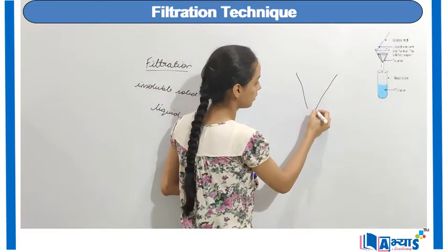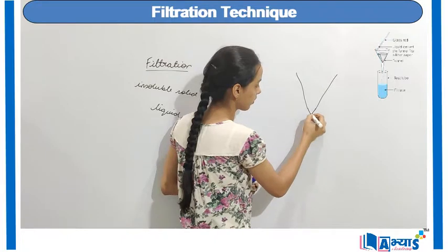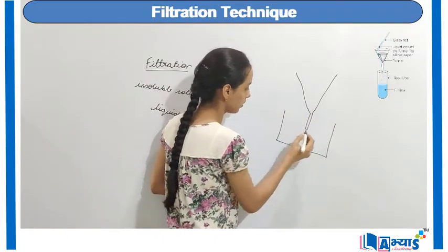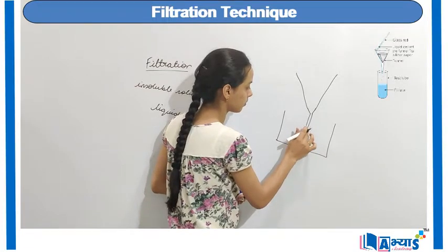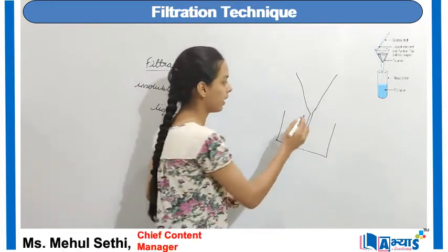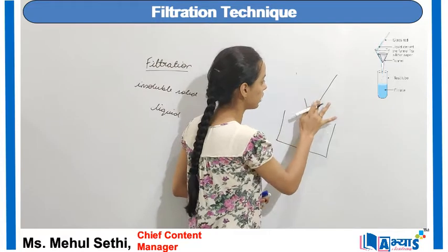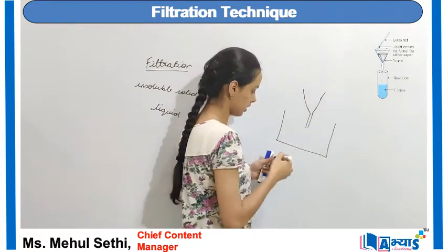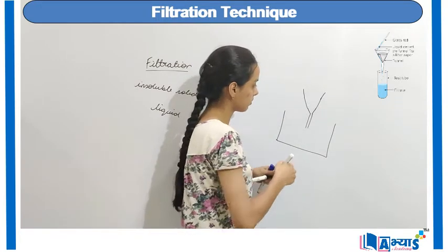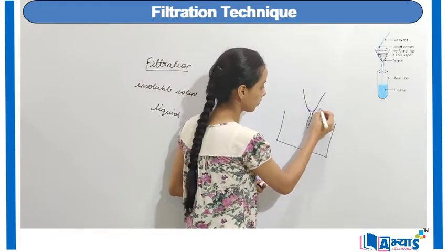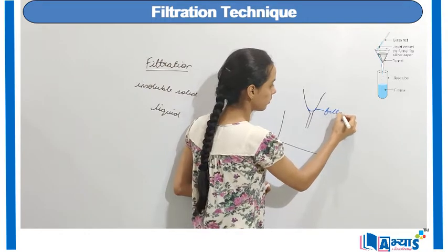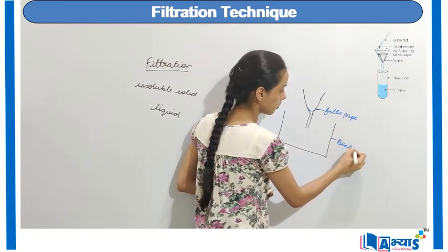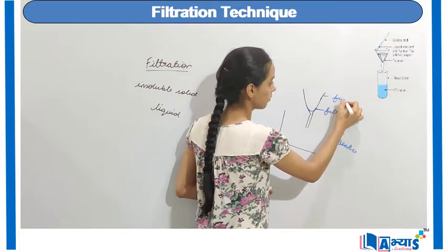There is a funnel and there is a beaker, and in this funnel we generally place the filter paper, something like this. Now this is the filter paper. This is the beaker. This is the funnel.